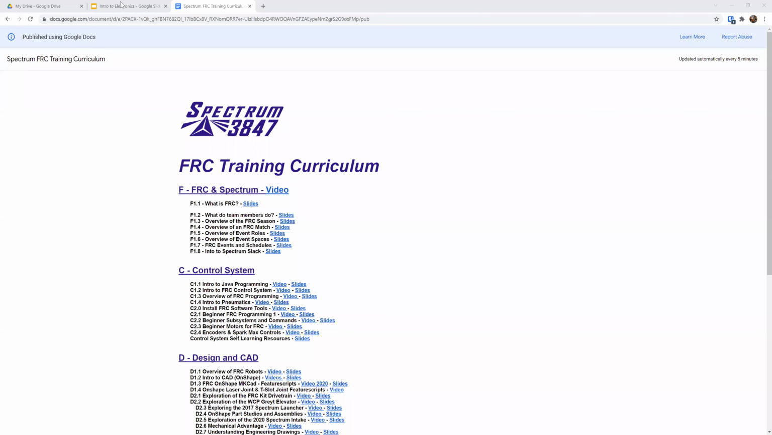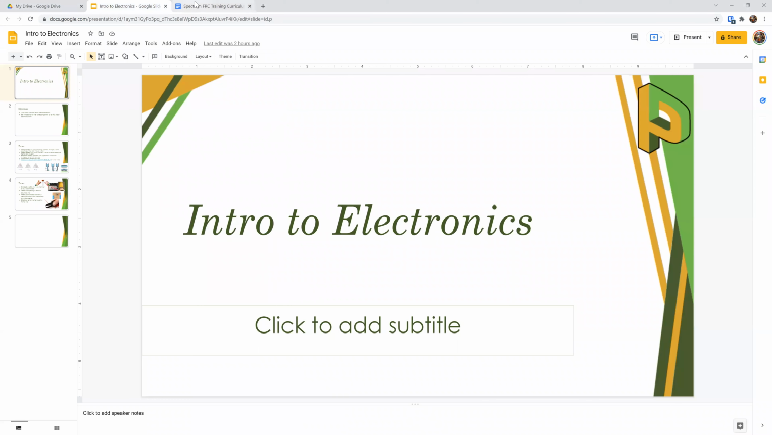All right, so today what I'm going to do is go through some very simple electronics stuff. And then I'm going to switch over to some of the Spectrum training because they did a good job with it, and why reinvent the wheel.